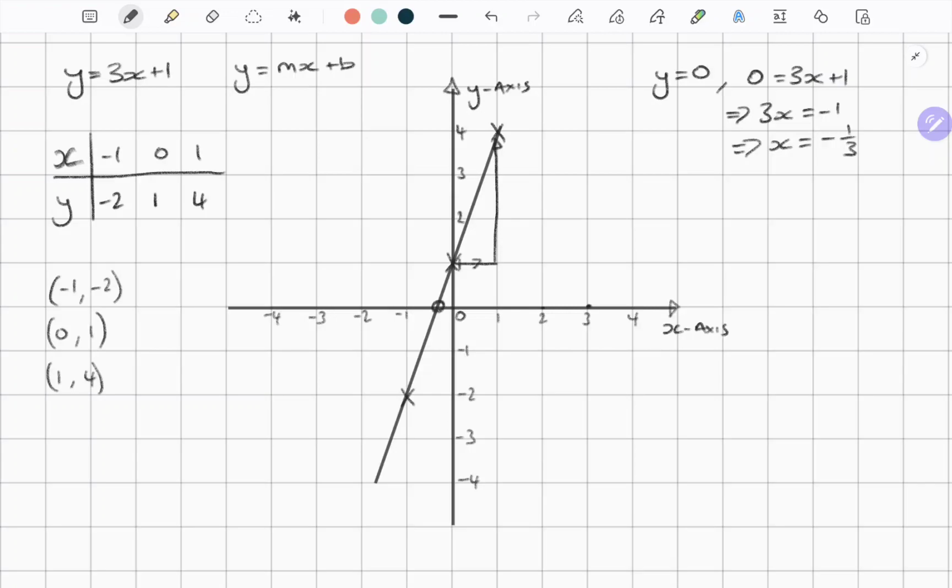Okay, so that is a little video on a straight line graph. We found some coordinates, we plotted them, we tested out to see whether that equation actually matched what we produced, which it does. We're happy with that.